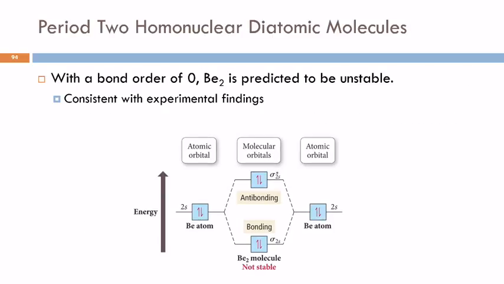Next is beryllium. So beryllium has 2 valence electrons, 2 electrons in the 2s. We combine the 2s orbitals, we get the antibonding and the bonding, but now we have 4 electrons to put in here. And so there's 2 in the bonding orbital and 2 in the antibonding orbital, and that gives this a bond order of 0, which predicts that Be2 is unstable, doesn't form. And that is consistent with experimental findings.